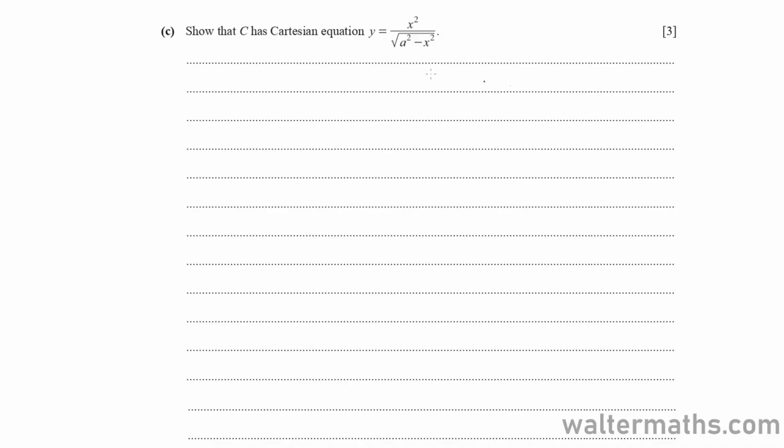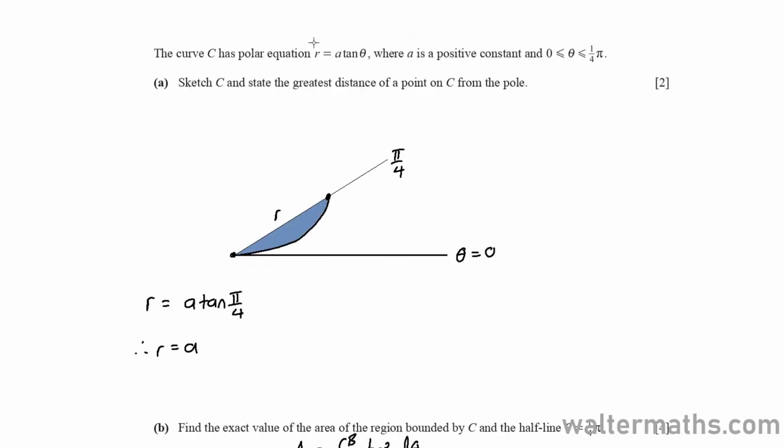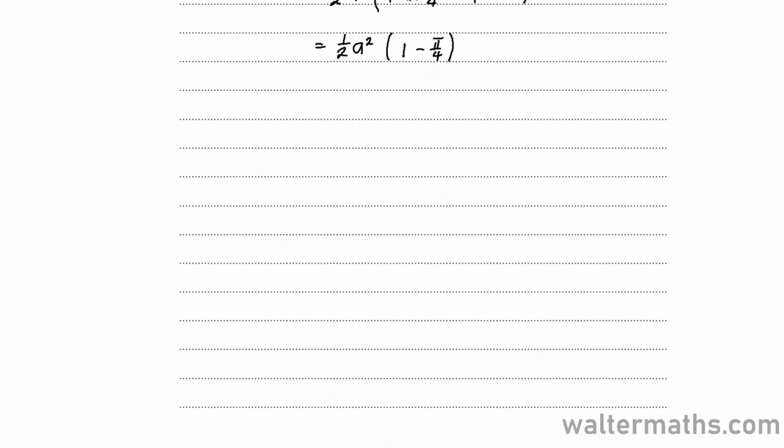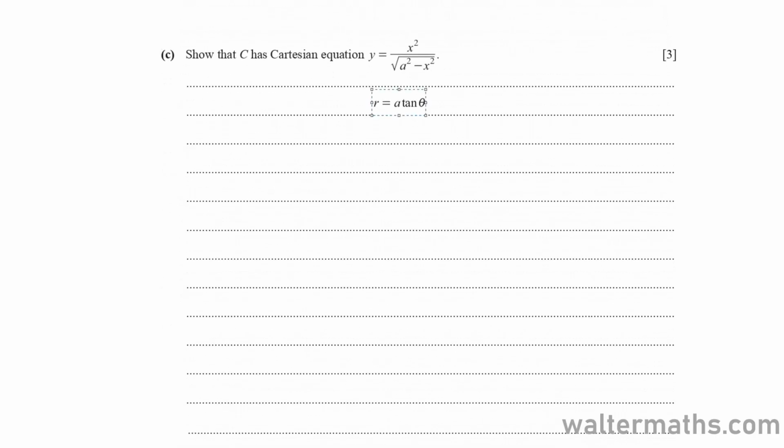What they want us to do here is to convert the polar equation r = a tan θ into Cartesian form. So let's do that. Now we are saying r = a tan θ, so r is a, and in place of tan θ, I'll use sin θ over cos θ. And if we multiply both sides by cos θ, then we'll be having r cos θ = a sin θ.